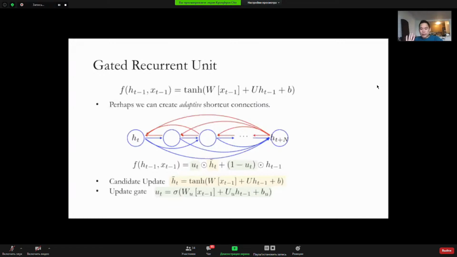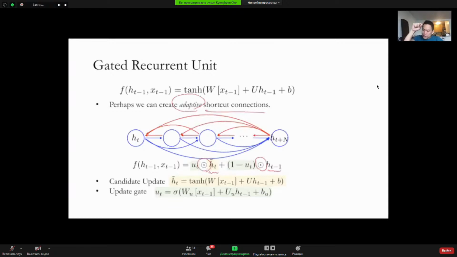So instead, we can think of a way to introduce shortcut connections adaptively. That is, we're not going to add all possible shortcut connections, but we're going to add only a few shortcut connections only when it's deemed necessary. And how we do it is to introduce the idea of gating. So at each time step, we're going to either take the new hidden state value, or we're going to use the previous hidden state value as it is. Now, of course, this is not going to happen at the entire vector level, but at each dimension.